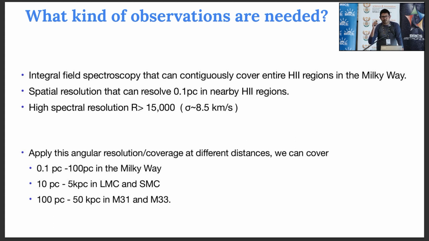Now, if you scale that same spatial resolution, which converts to angular resolution in other H2 regions of the Milky Way, then you can cover 0.1 parsec to 100 parsec. In the LMC and SMC, using 10 parsec, you'll get 50 kiloparsec, and then 100 parsec at M31, the Andromeda, and M33.